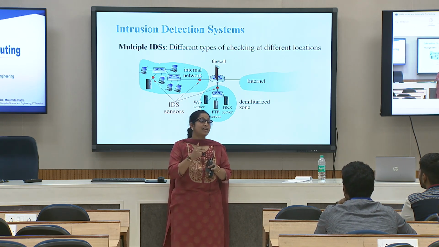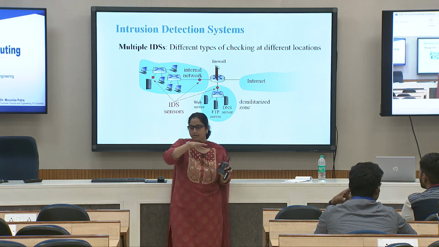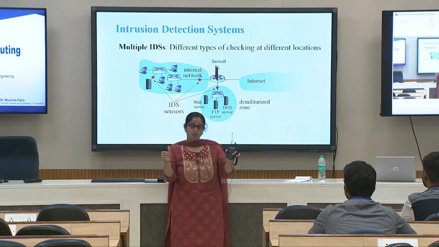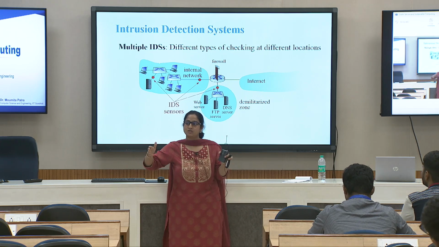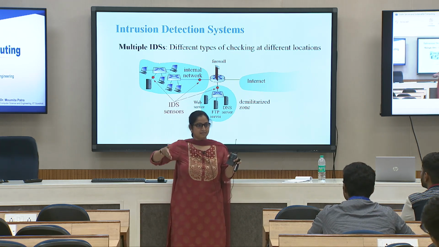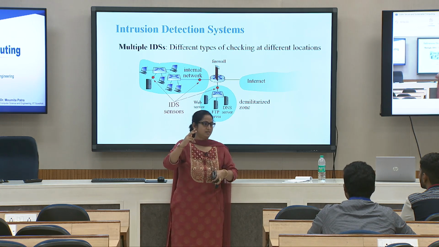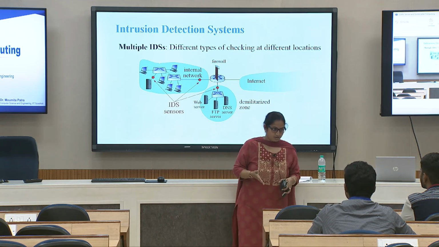Now what is anomaly based? In anomaly based, you look at the traffic and you find whether there are any kinds of anomalies or not, and then you again have a list of these anomalies. When there is a stream of packets, you compare, and if you find anything problematic, you send a signal. So these are the two categories.